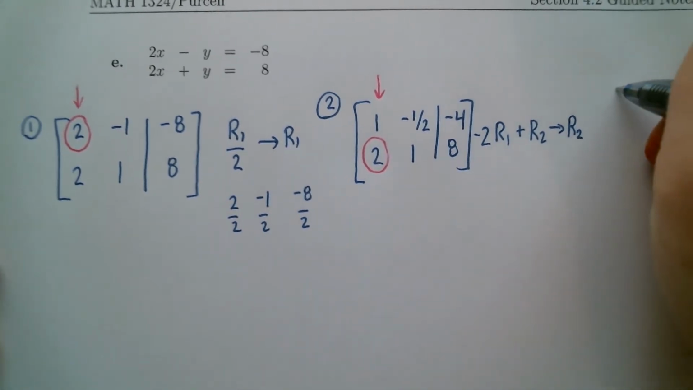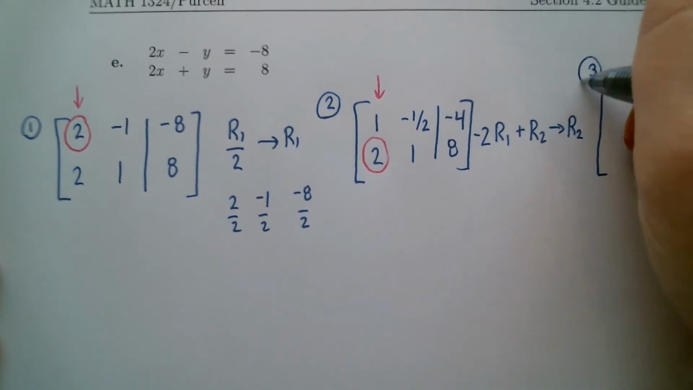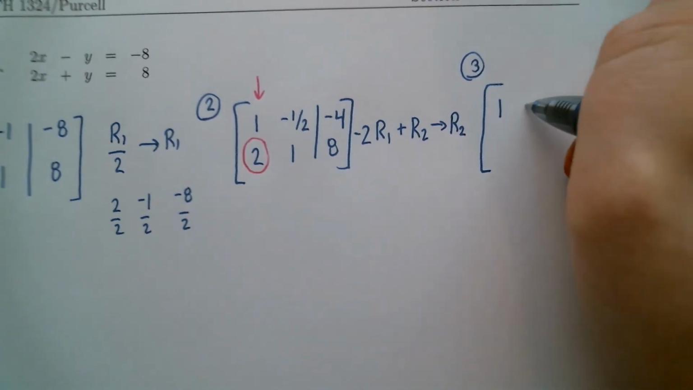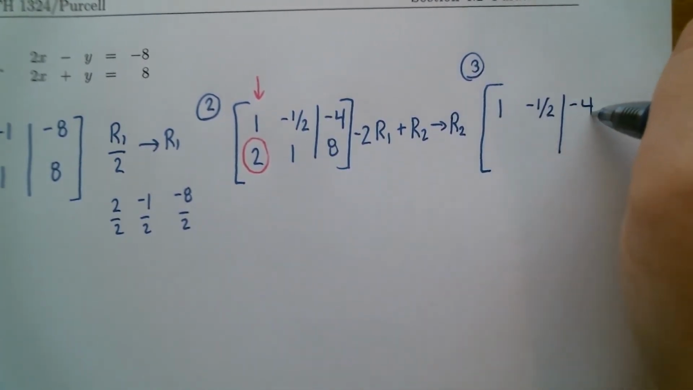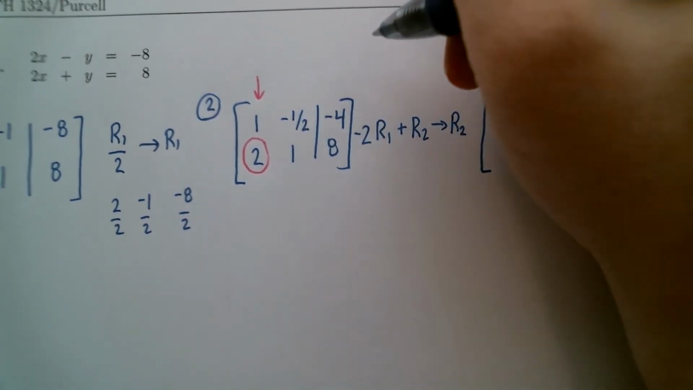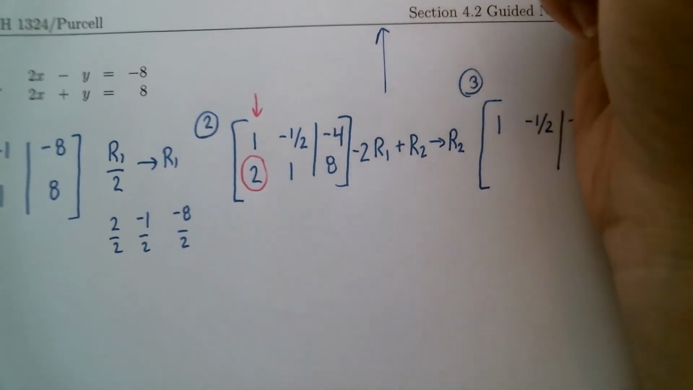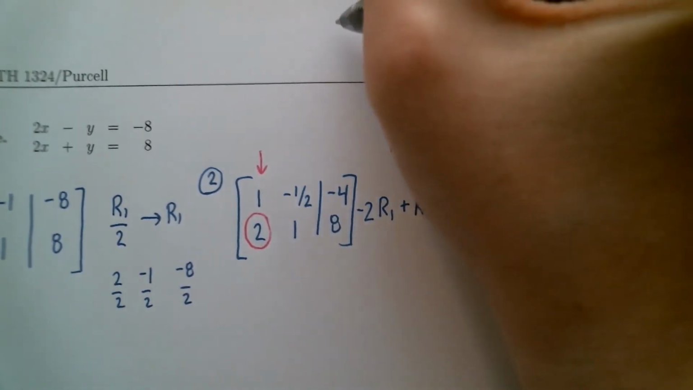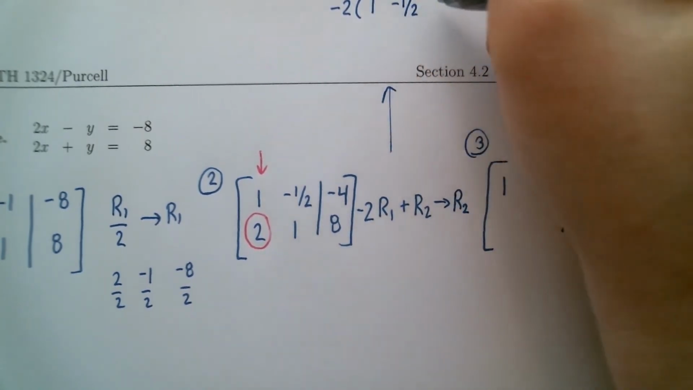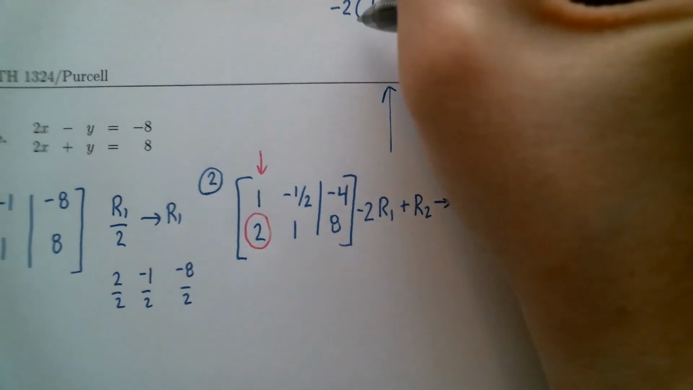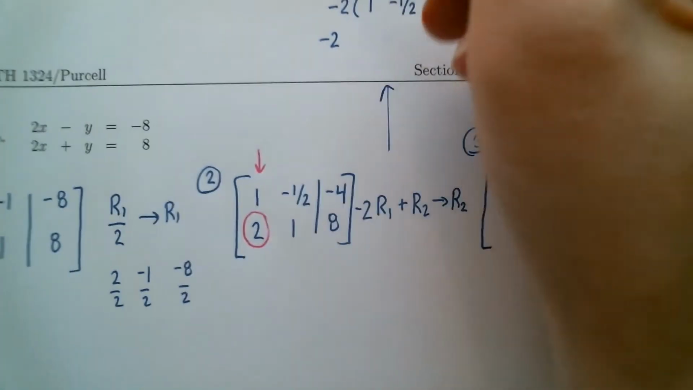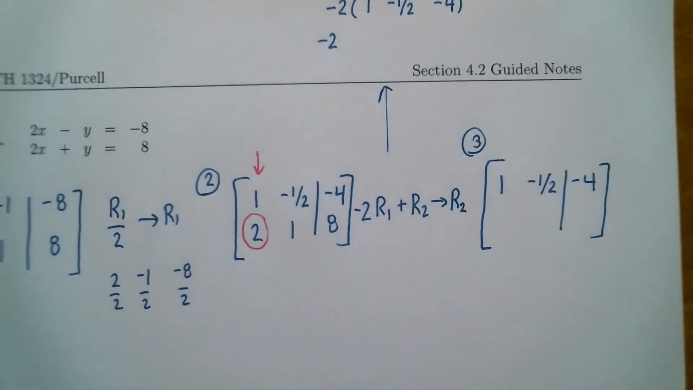So let's go ahead and do that. Our third matrix, the first row will stay the same. I need to do some work off to the side to get the second row. I'll go up here and do it. I need to do negative 2 times row 1. That's going to give me negative 2. Again, if you're not good with fractions, just do it on the calculator.